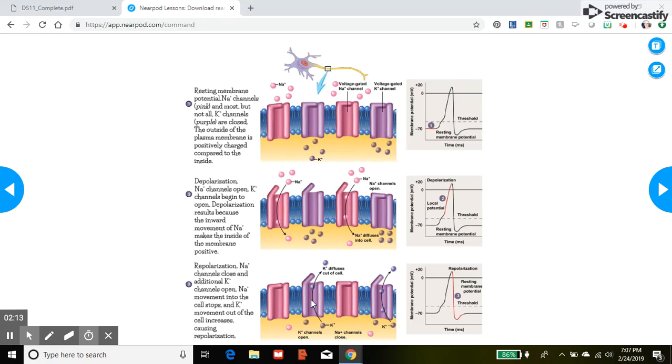So this is back to a homeostasis kind of issue, right? We want to make sure that our ion levels are the same in and out of the cell. So the sodium movement into the cell will totally stop for repolarization, and potassium movement out of the cell is going to increase.